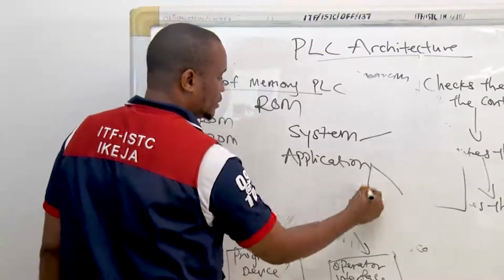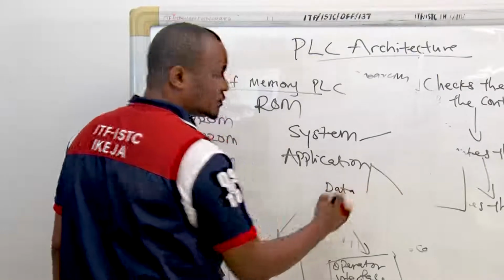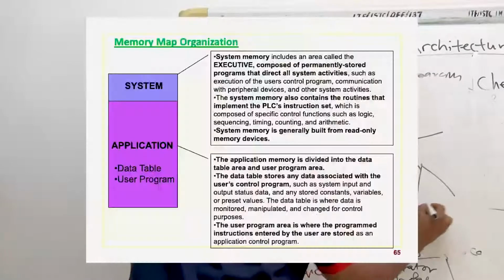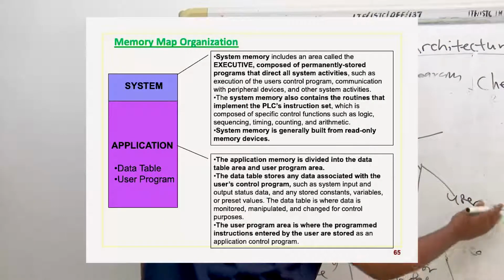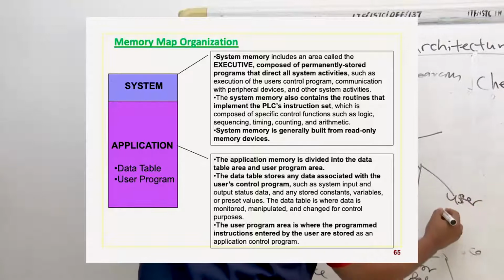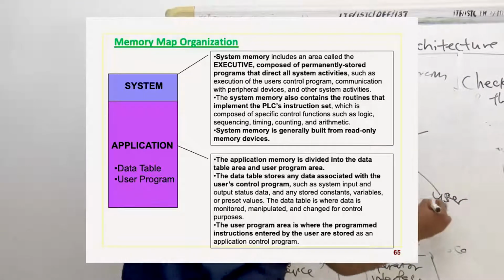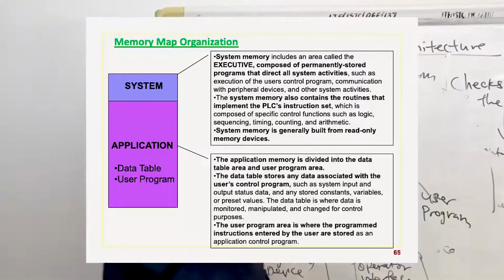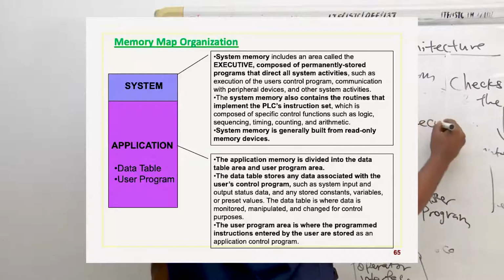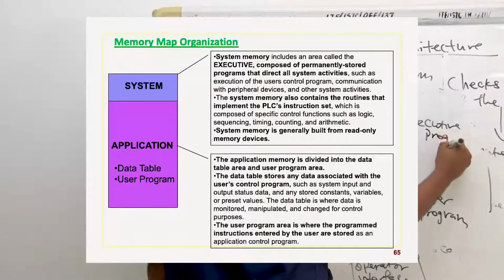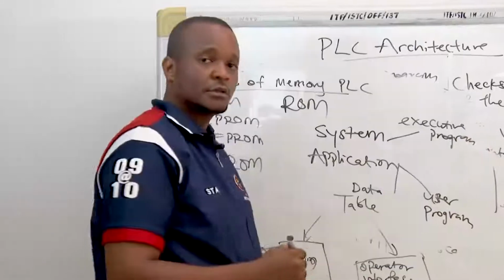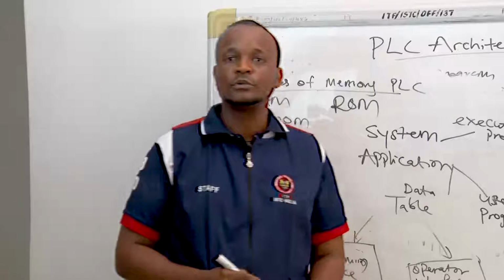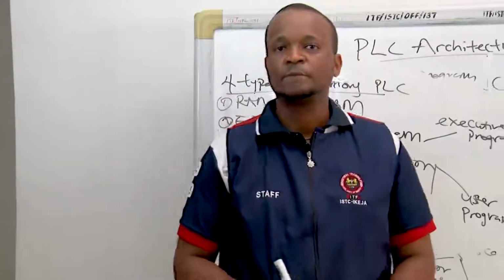Under the application memory, we have the data table and the user program. This is where we write our program. This is where we manipulate. The system contains the executive program. So the application memory, like I said, contains the data table and the user program.